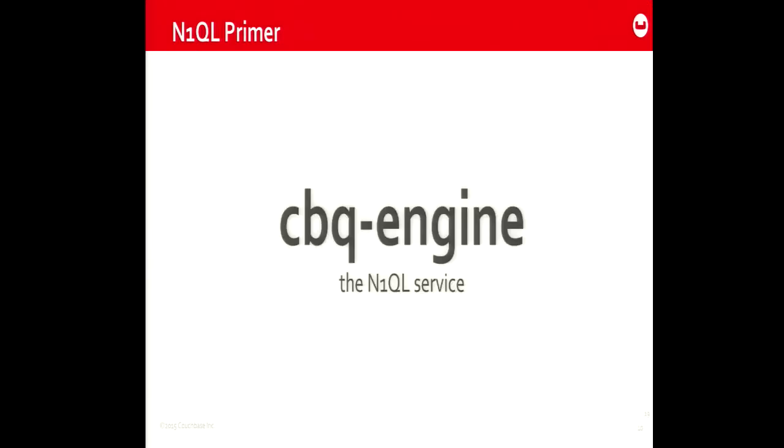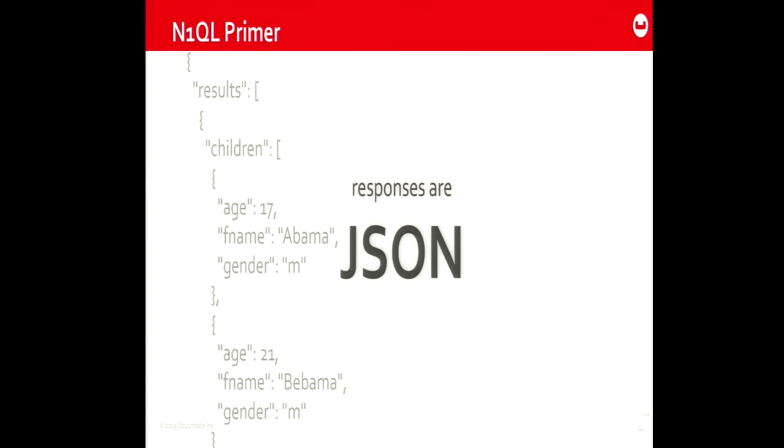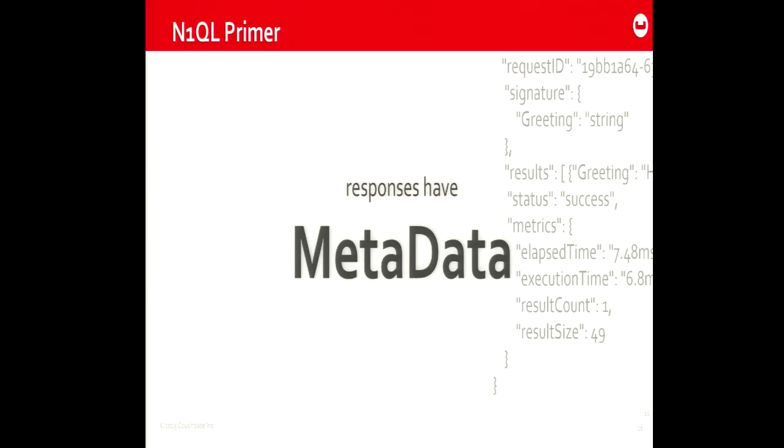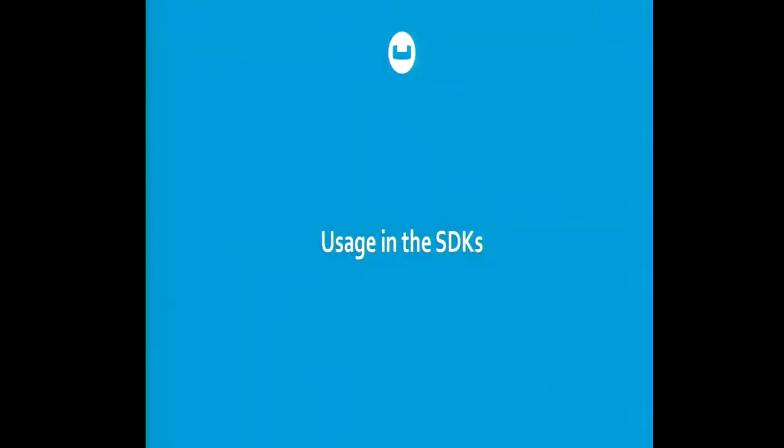So in Couchbase Server 4.0, we get a new service, which is the CBQ engine for Nickel queries. It runs on port 8093. And we also get a command line client. Since we are dealing with JSON here, responses from the Nickel service are also JSON. So we get some JSON results, but we also get some metadata in JSON, like how long the query took to execute and to be parsed, and how many results we have, so we can explore these metrics in the metadata. OK, that was the intro, and I'm going to talk about the usage in the SDKs right now.